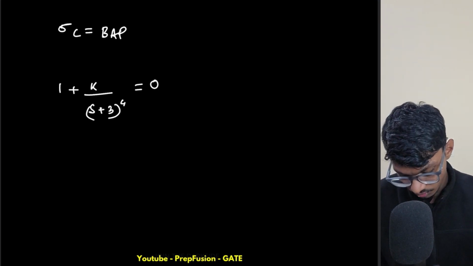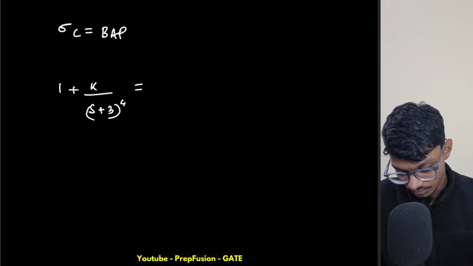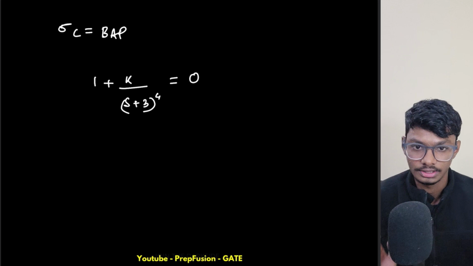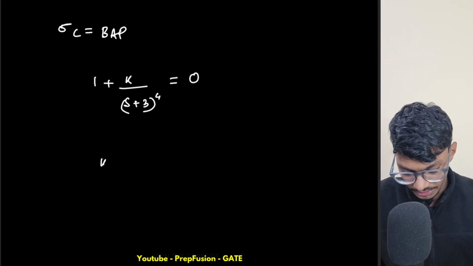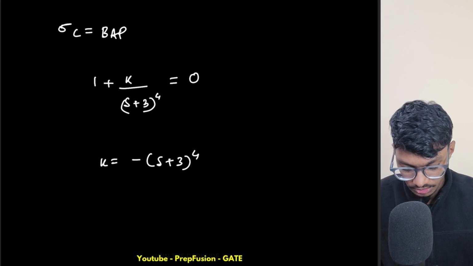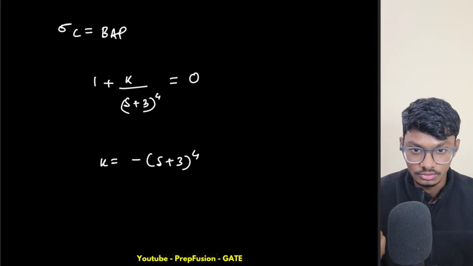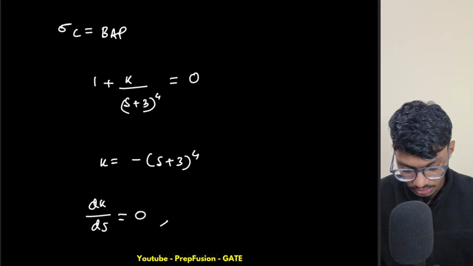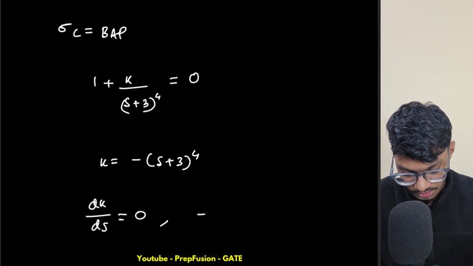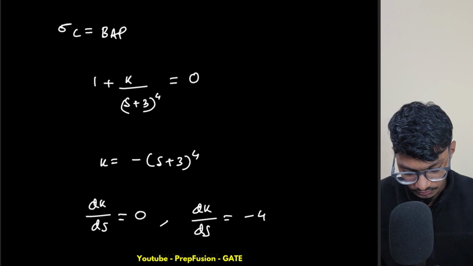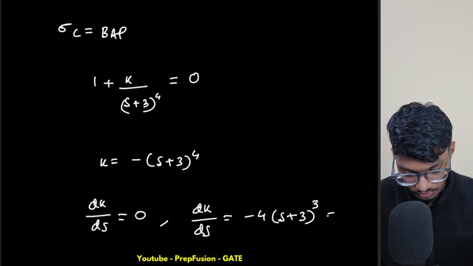This was the equation, basically, for 1 plus G of s. 1 plus G of s is equal to 0, right? This was the characteristic equation. So now what we do, we write the value of K as minus (s plus 3) whole to the power 4. Now simply differentiate it. At whichever point it is 0, that is my breakaway point, for that value of K. So dK by ds equals 0, hence this becomes dK by ds equals minus 4 into (s plus 3) whole cube equals 0, right?